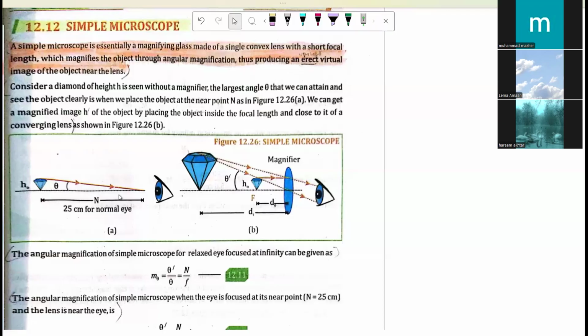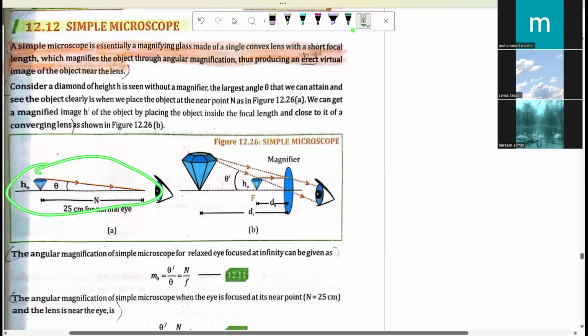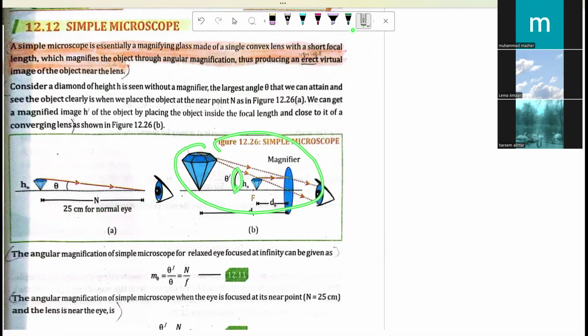Angles formed with the naked eye. Here you could see this is the angle formed with the help of the naked eye, and this is the angle formed with the help of some optical instrument. So this angle divided by this angle is the magnifying power, which is basically used in a microscope.